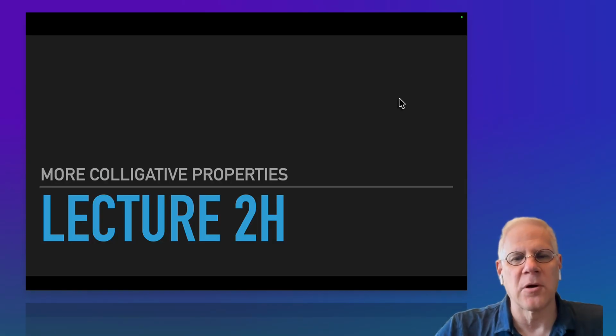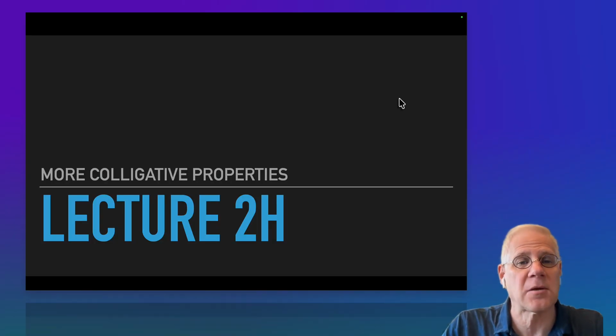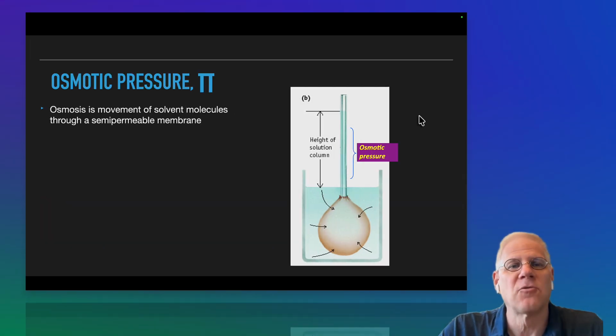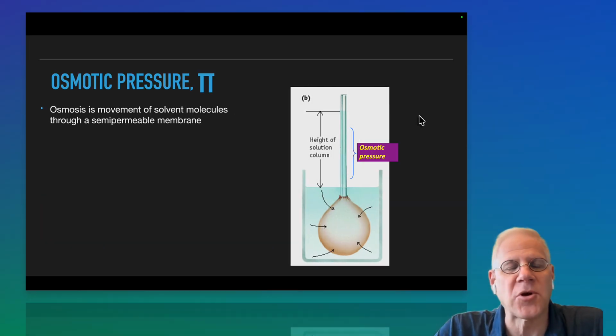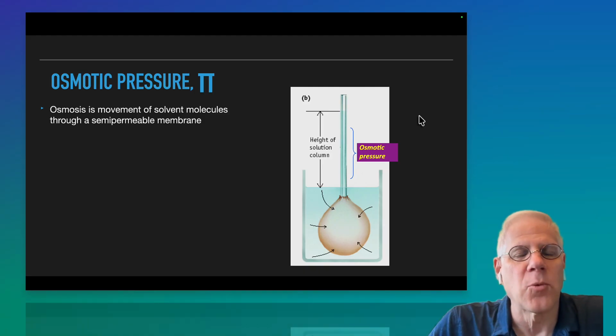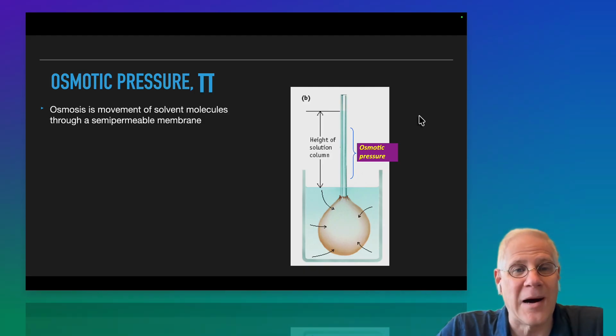Welcome to our last part of Lecture 2H. We're going to take a little bit deeper dive into colligative properties here. So our last colligative property that we need to talk about is osmotic pressure, which we denote by the Greek letter capital pi.